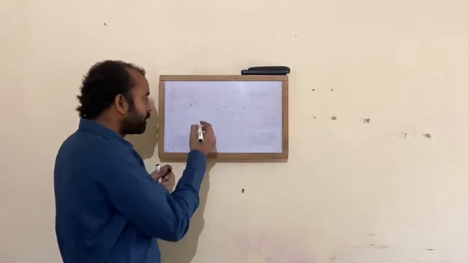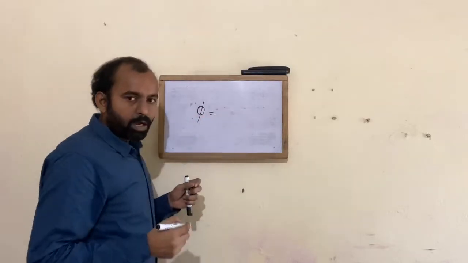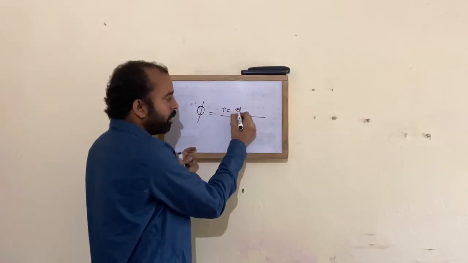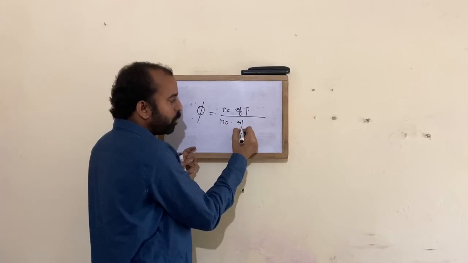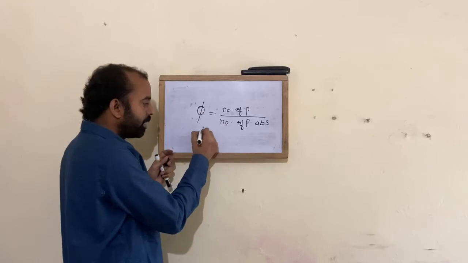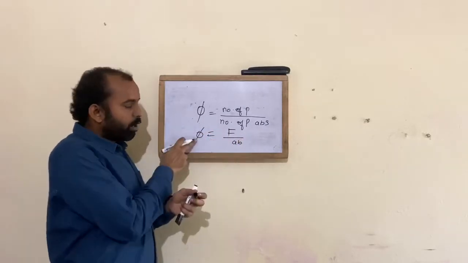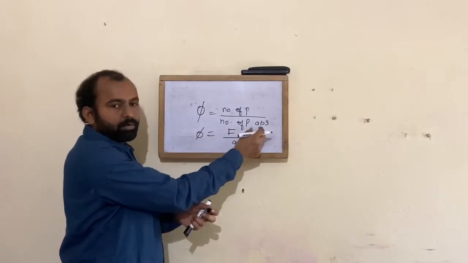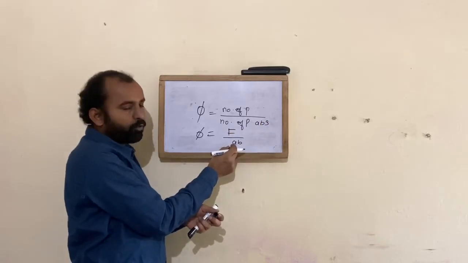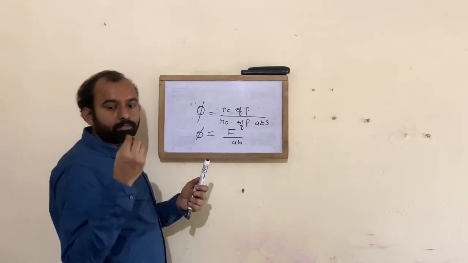Now, what is fluorescence quantum yield? It is calculated as the number of photons emitted by the number of photons absorbed. So that is quantum yield. You can even write it as F by A, that is, quantum yield is the number of quanta of fluorescence emitted by the photons absorbed. So this is the fundamental information of fluorescence quantum yield.